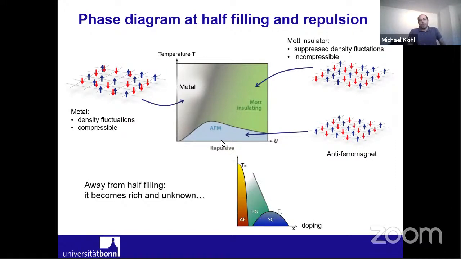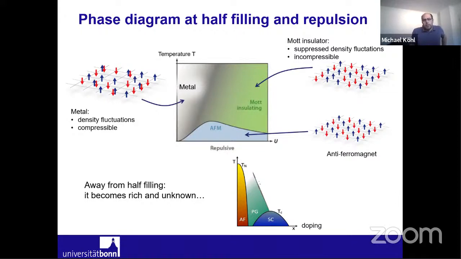However, if we go away from half filling, the situation becomes much richer and much less known. In fact, we don't know what the ground state is for arbitrary filling. Here's a sketch which I've taken from a few-year-old review on high-temperature superconductors from Øystein Fischer, where he tries to sketch how he would envisage the phase diagram if we introduce doping. So if we remove particles from the system, so this is doping.